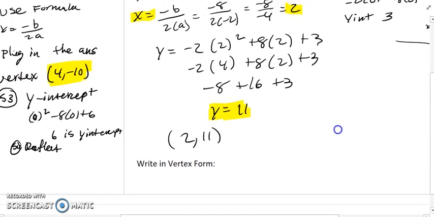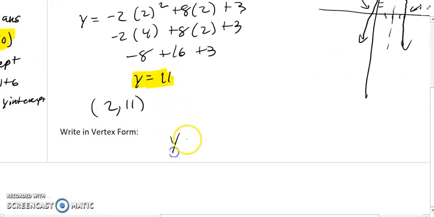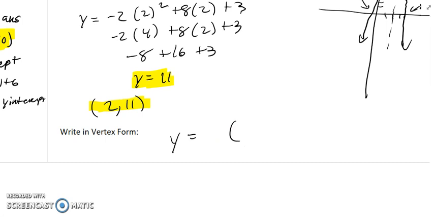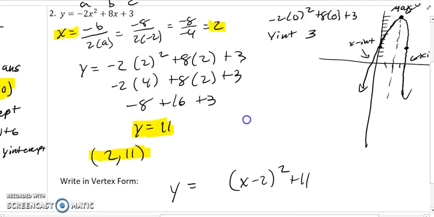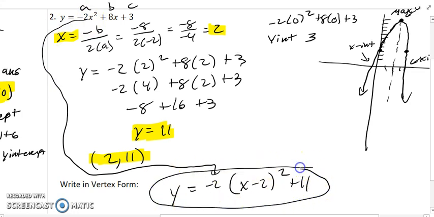Okay, and that's that. So now we got to write it in vertex form. So again, these two highlighted things here, this is what we're using in vertex form. We're going to put it in that easy form that we're used to. So x minus 2 squared plus 11. And then that a that we found is going to come down. So it's negative 2. And then that's our answer. So we've graphed it the hard way, and by graphing it, we can then just write the equation pretty simply. So it's kind of neat.